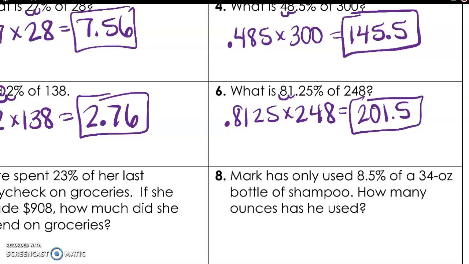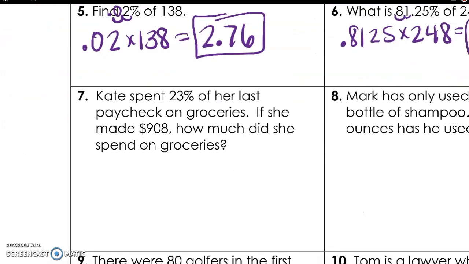So when you're reading through these problems, ask yourself, do you have a percent or do you have the total or do you have part of it? So number 7, Kate spent 23% of her last paycheck on groceries. If she made $908, how much did she spend on groceries? So 908 is the total. So you're going to do 23%, 0.23 times or of 908.